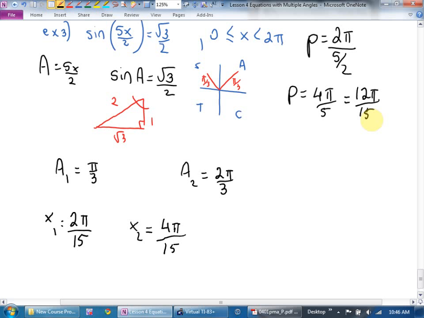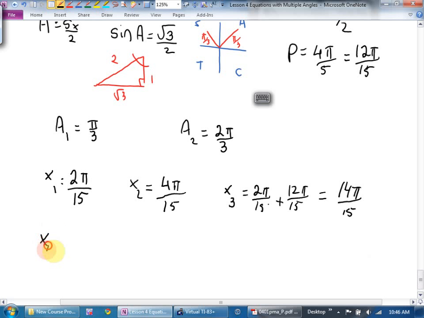Is there an x3? Well, x3 is going to be the first value plus the period. What do you get? 14 pi by 15. Is that less than 2 pi? Yep. Is there an x4? Well, that's going to be the second value plus the period. I get 16 pi by 15. Is that less than 2 pi? Yes. Is there an x5?